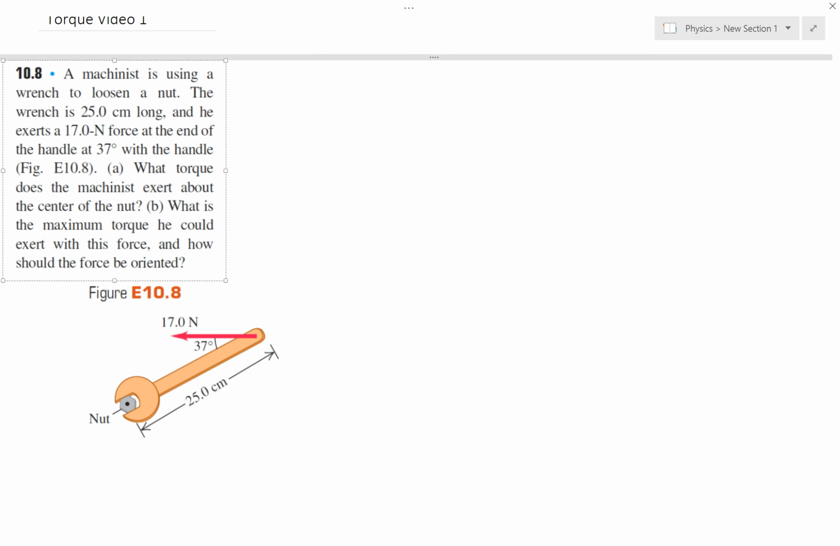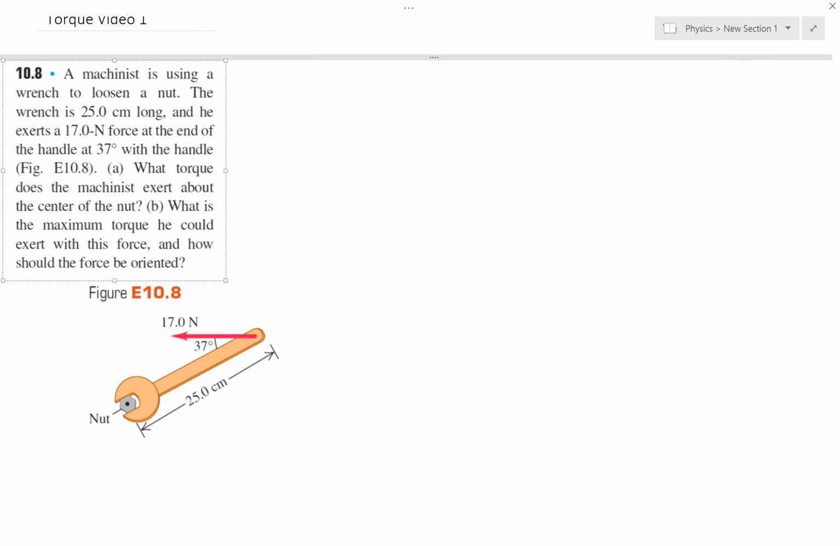All right, so we're going to do a pretty straightforward example problem of just a torque type of problem. All they're going to ask us to find is the magnitude and the direction of the torque. And then they're going to ask us something that seems a little bit intimidating, but isn't that bad. We already talked about it in the last couple problems. So they tell us that a machinist is using a wrench to loosen a nut. The wrench is 25 centimeters long, and he exerts a 17 Newton force at the end of the handle at 37 degrees relative to the handle.